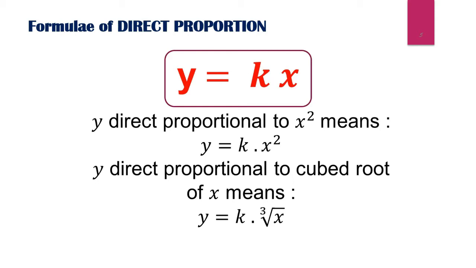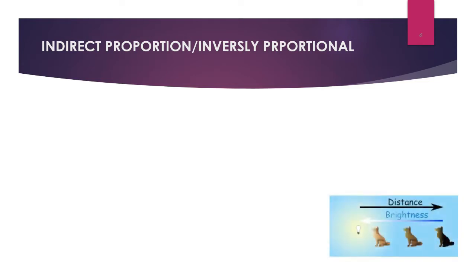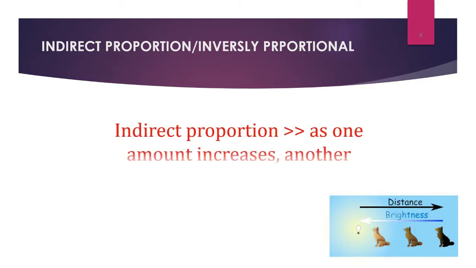Okay, so then we go to indirect proportion. In indirect proportion, if one of the variables increases, the other variable decreases. And if one of the variables decreases, the other variable increases. I think it's very clear. So the conclusion about indirect proportion, or inversely proportional: as one amount increases, another amount decreases at the same rate.